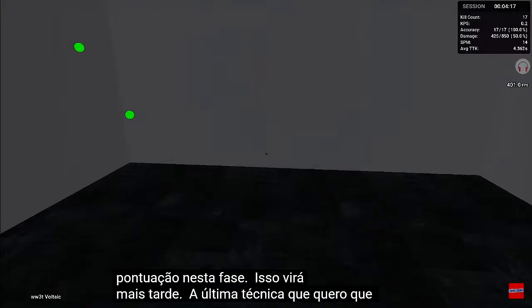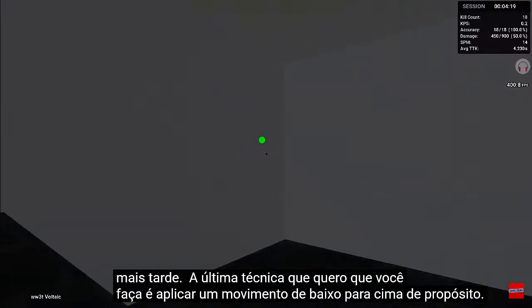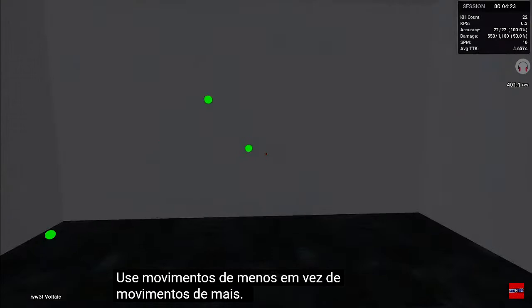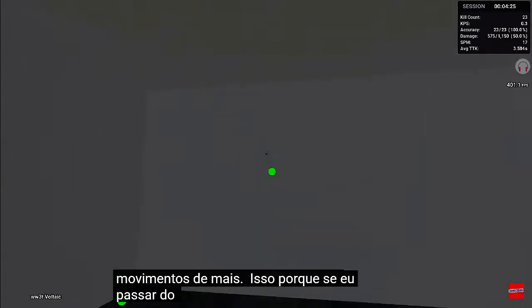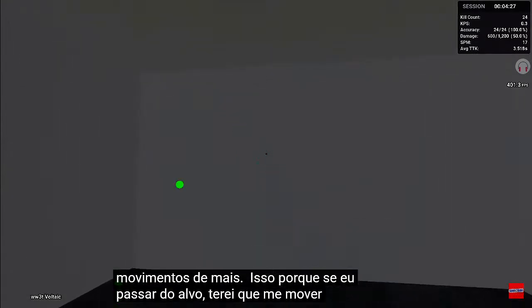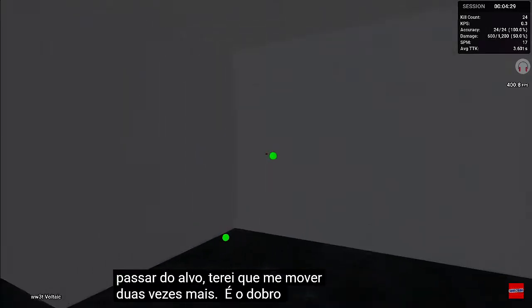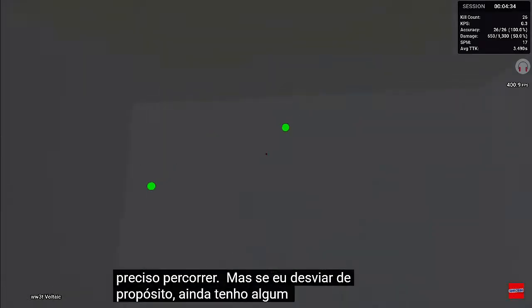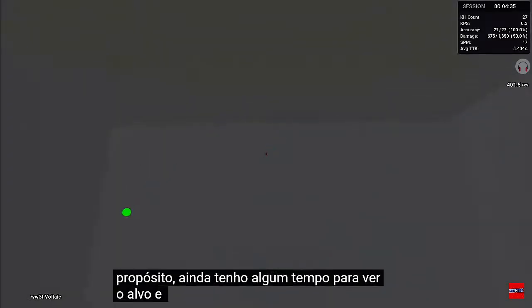The last technique I want you to do is to underflick on purpose. Constantly underflick rather than overflick. That's because if I move past the target, I have to move twice as much. It's twice the distance I have to move. But if I underflick on purpose, I have some time to still see the target and adjust my trajectory.